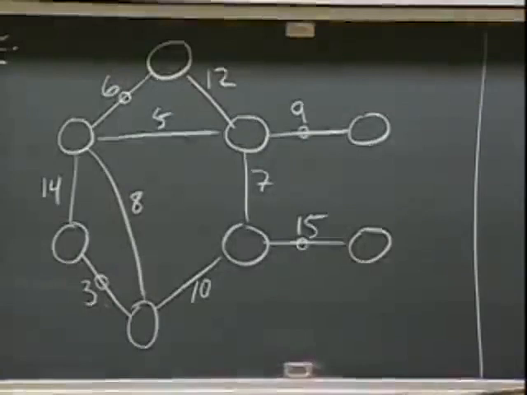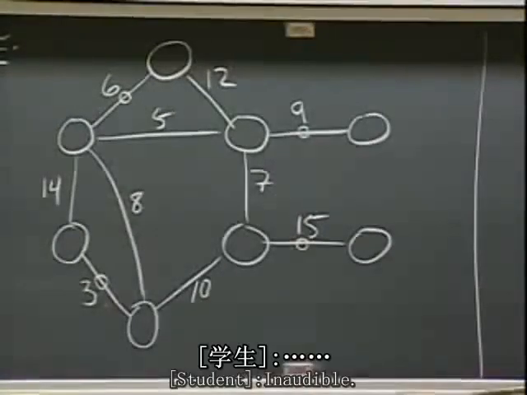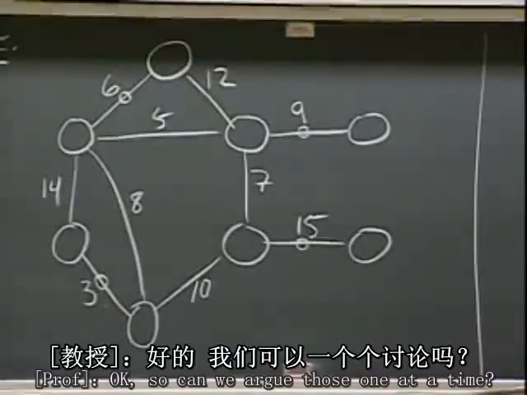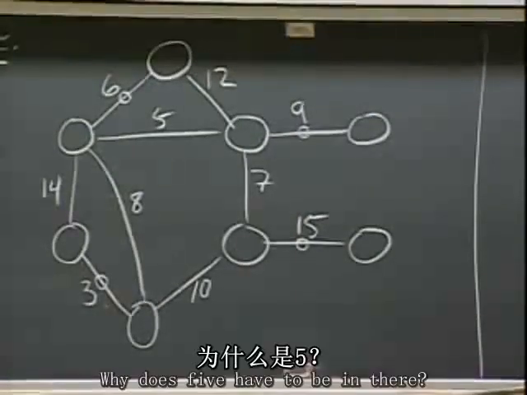7, 5, and 8. Why 7, 5, and 8? Because 7 is less than 10, 8 is less than 7, and 5 is less than 12. Okay, so can we argue those one at a time? Why does 5 have to be in there?